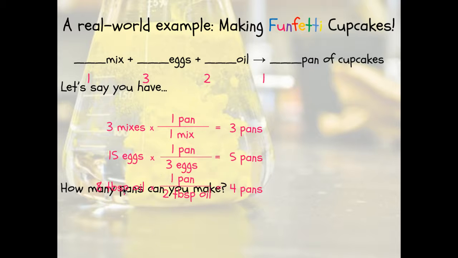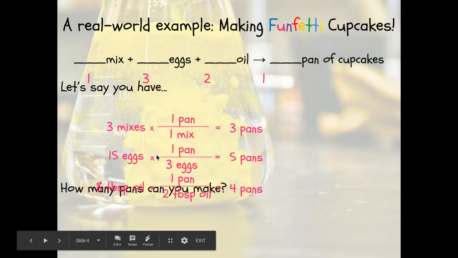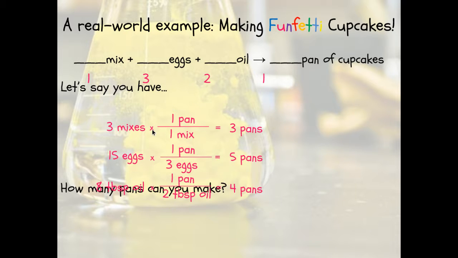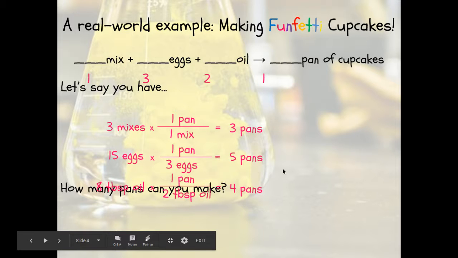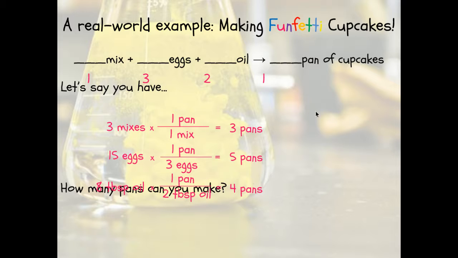Notice how I'm using dimensional analysis with ingredients. We do the same thing with chemicals, with moles, with molecules. There is no difference. Dimensional analysis can be used everywhere, and we use it every day without even realizing it. So out of all of my product, I made 3 pans of cupcakes, 5 pans of cupcakes, and 4 pans of cupcakes.